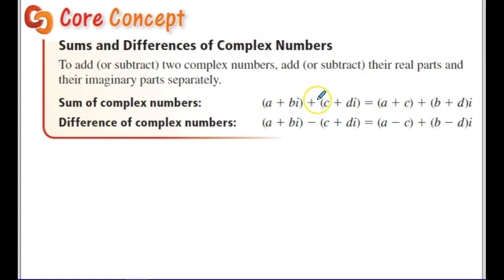So here I have a plus bi plus c plus di. So I see that my a and c are my real parts, so I go and I add them together. So I see that b and d are my imaginary parts, so I add them together, and then I also include this i at the very end. So same thing when I'm subtracting. I take my a minus c, and then my b minus d.